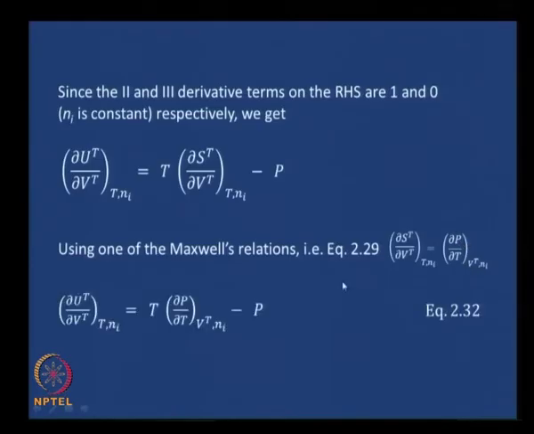If you do that, then you can write ∂Ut/∂Vt at constant T, Ni, which is what we need, equals T, this we are going to replace with this ∂P/∂T at constant Vt, Ni, minus P. Let me call this equation 232 because it will come in useful later, which is actually the needed relationship. We have gotten this in terms of all easily measurable thermodynamic variables T, P, Vt, Ni and so on.